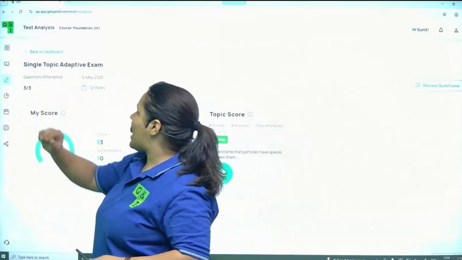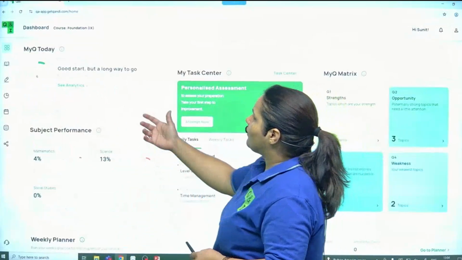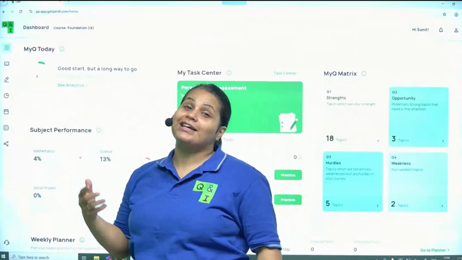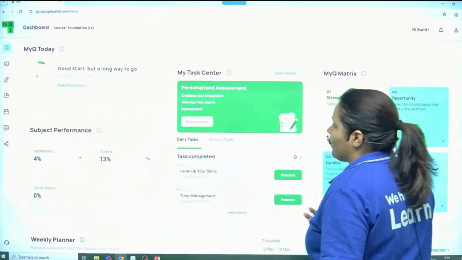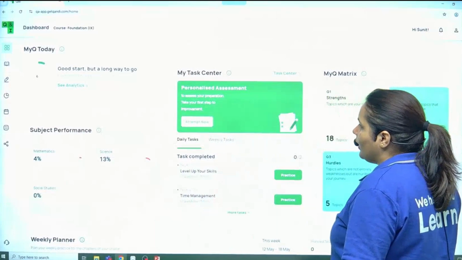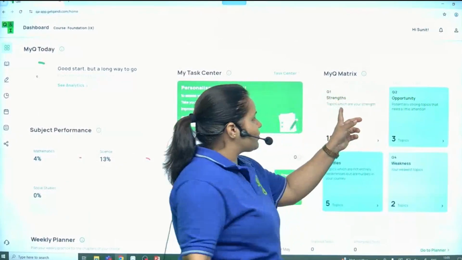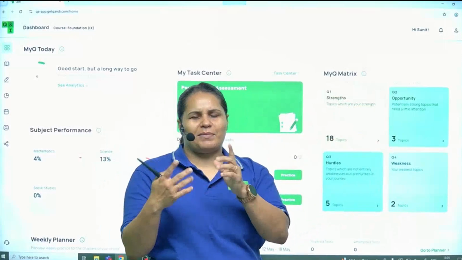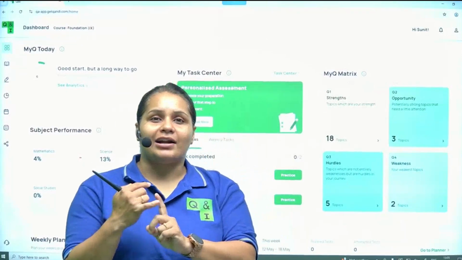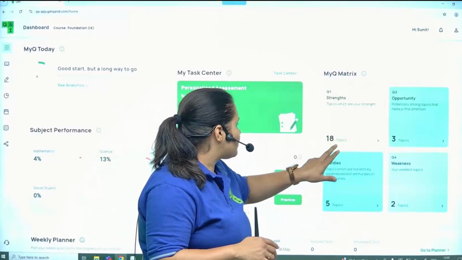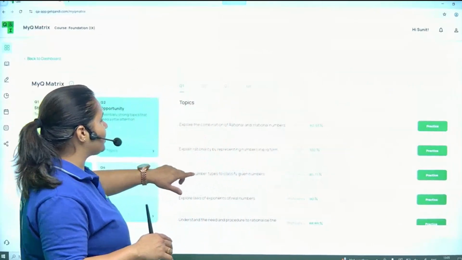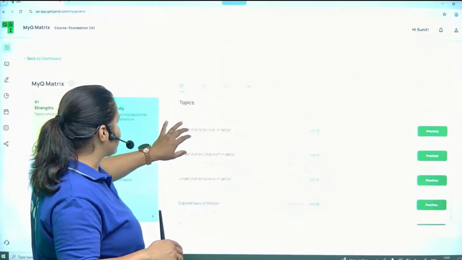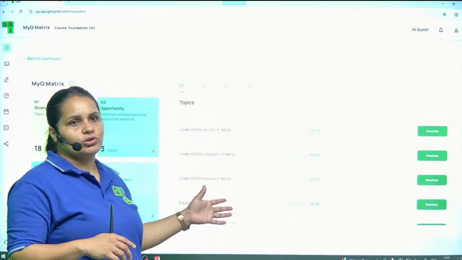Now coming to the dashboard. The more you practice, your MyQ score will keep on increasing based on the way you practice. Here the topics of your strength, opportunity, hurdles, weaknesses are given, including physics, maths, science, and social science. I'll just show you, 18 topics are the strength, which includes all the topics of math, science, and social science.